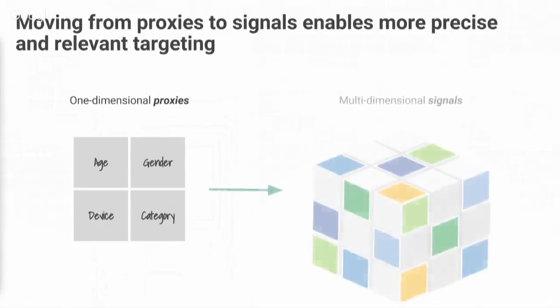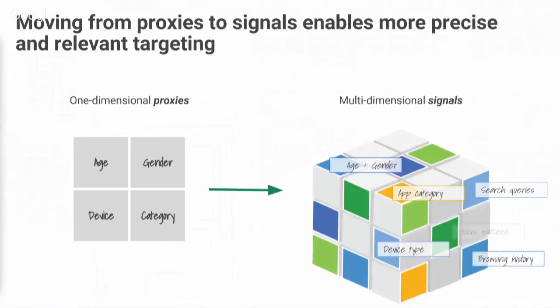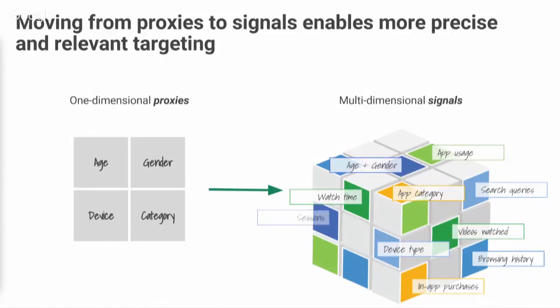Cool. So taking a look here at targeting, how does machine learning work and what signals does it use to find the right users? When you think back on more traditional targeting, you usually think of one-dimensional proxies like age, gender, device, category. What geo-targeting are we putting in place? But those proxies are only really giving you one small piece of the pie, right? It's not really painting you a holistic picture of what this user behavior is really like.